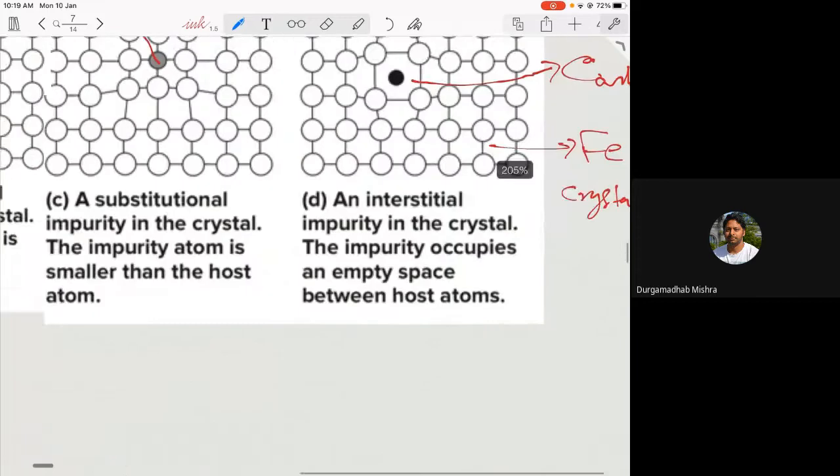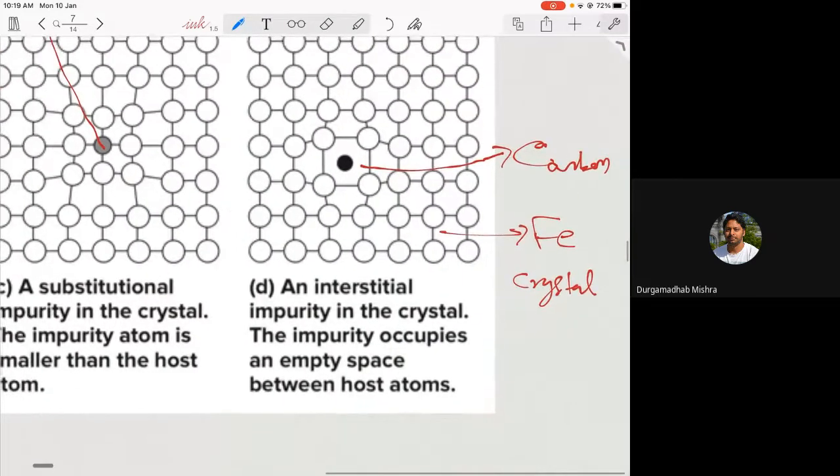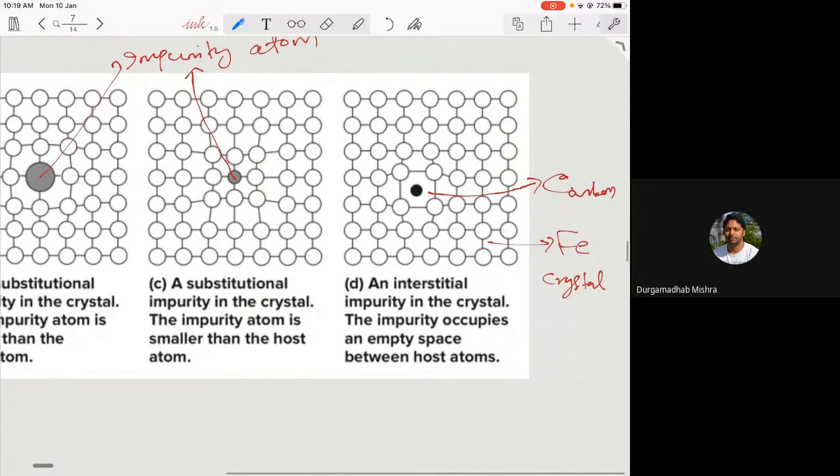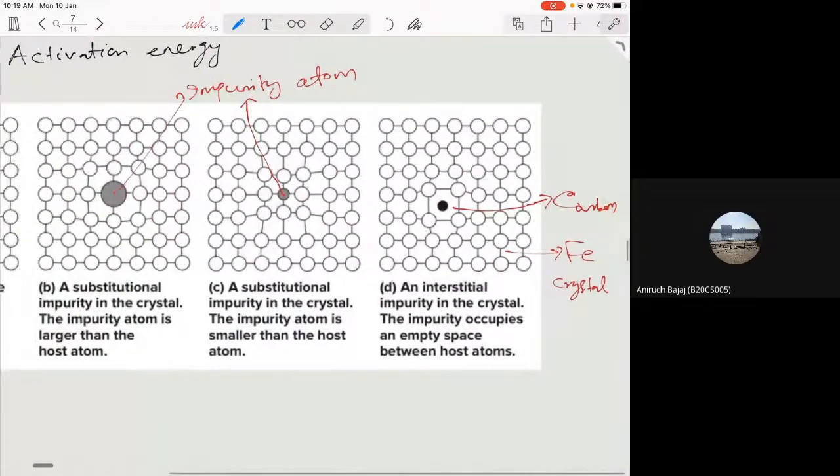Okay. Yes? Sir, as you said, it is unexpected in some semiconductors, and doping is done in a controlled way. What exactly is the controlled way of doping?